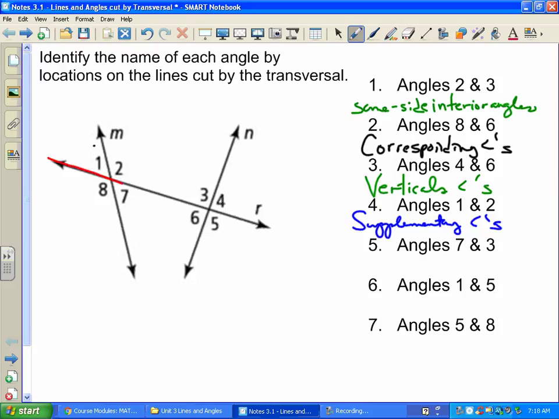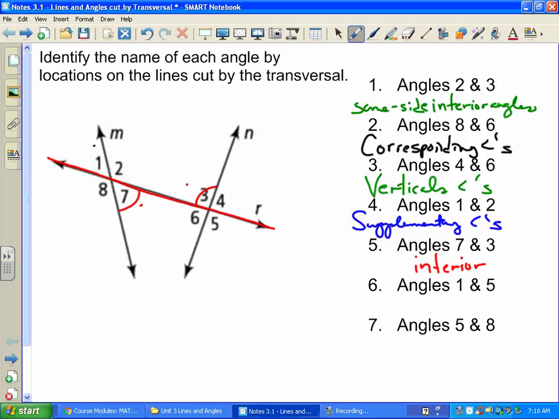Now with number 5, we've got angles 3 and 7. They are not at the same intersection. They're at two totally different intersections. They are between the two lines, so they are on the interior of these two lines, but they're on different sides of our transversal. 3 and 7 are on opposite sides of this line, as far as this transversal is concerned.